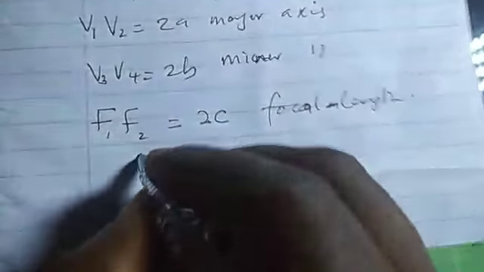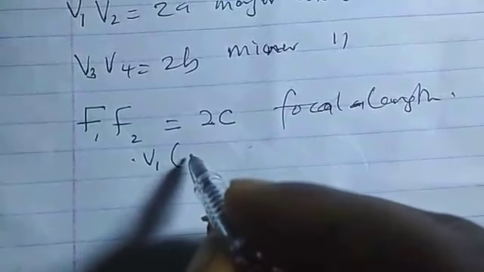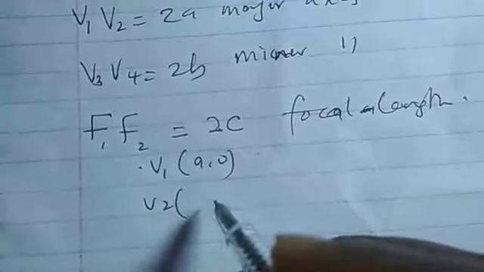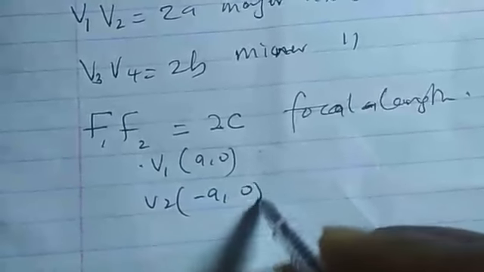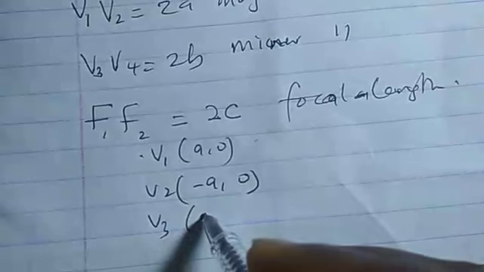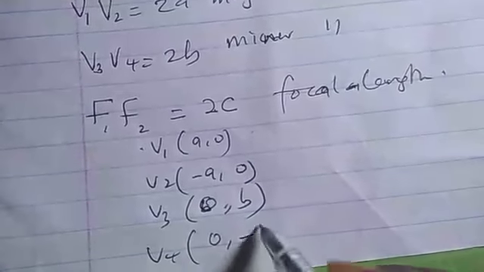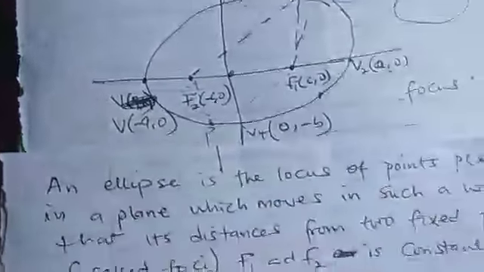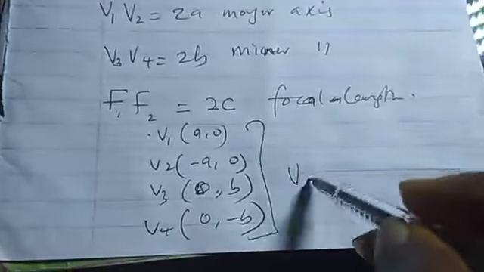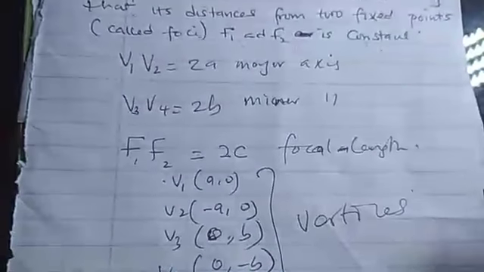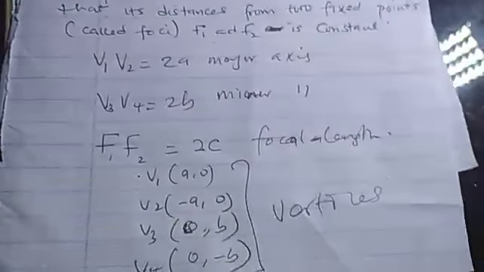So we should now know that the vertices are V1, which is (A, 0), V2, which is (minus A, 0), V3, which is (0, B), while V4 will be (0, minus B). That's our V1, V2, V3, V4. So these are the vertices of the ellipse. What are the other things we normally find inside the ellipse?